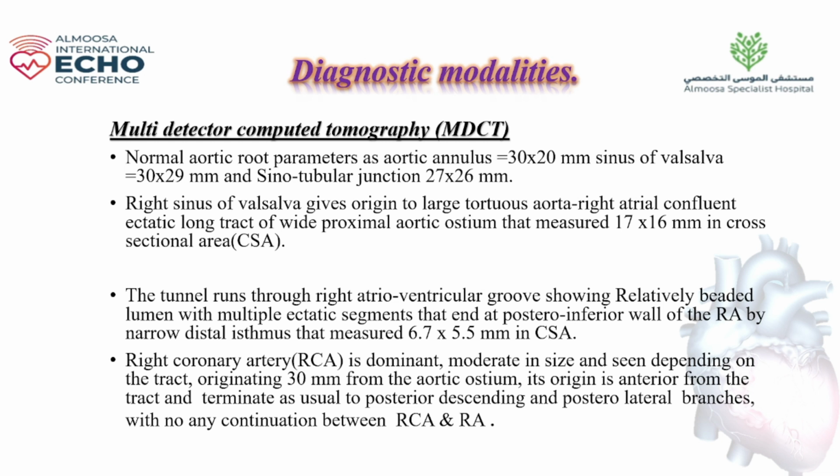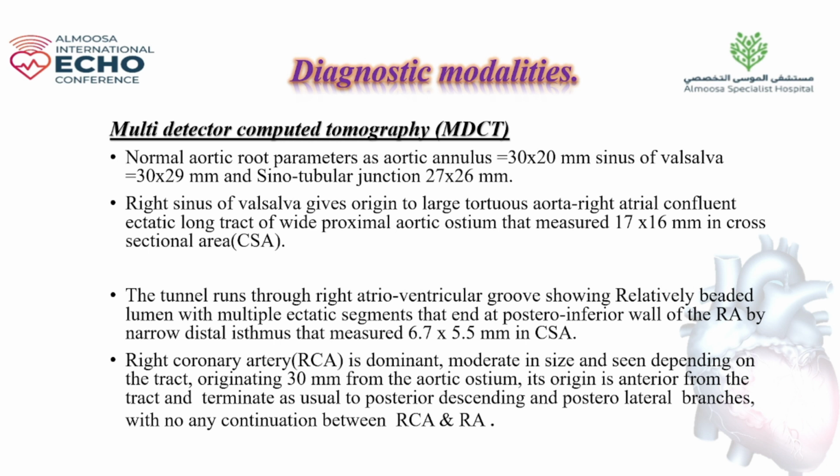According to the CT radiologist: normal aortic root. The right sinus of Valsalva gives origin to a large, tortuous aorta right atrial conduit, an ectatic long tract, with a proximal aortic ostium that measures about 17 by 16 millimeters in cross-sectional area. The tunnel runs through the right atrioventricular groove, showing relatively big dilatation with multiple segments that end at the posterior inferior wall of the right atrium by a narrow distal isthmus that measures about 6 by 5 millimeters in cross-sectional area.